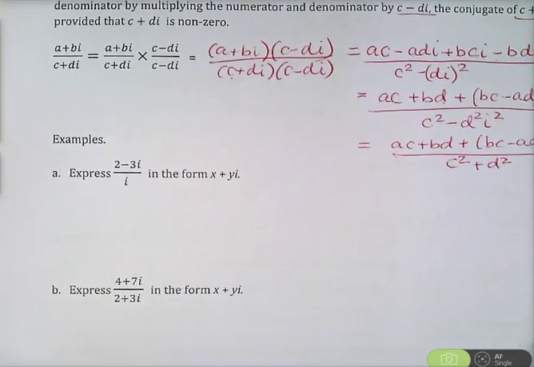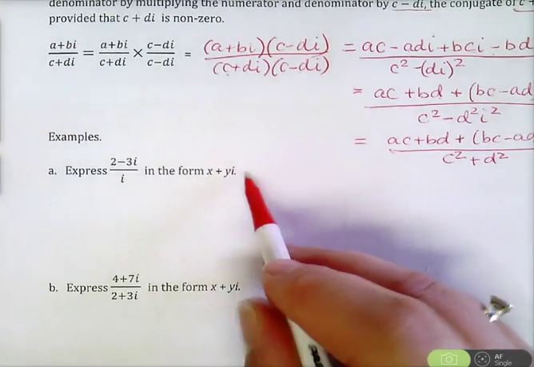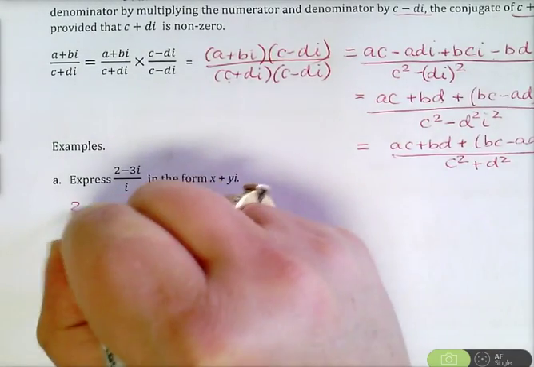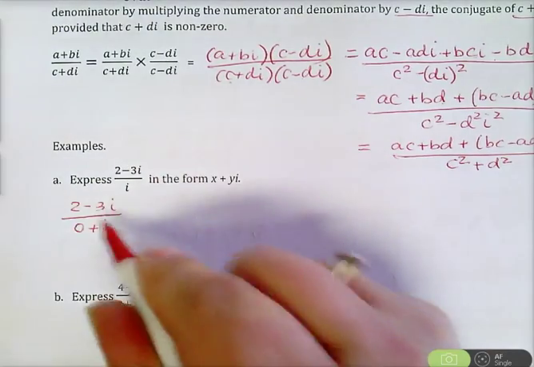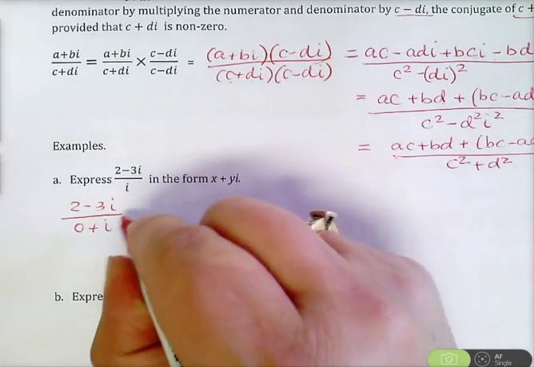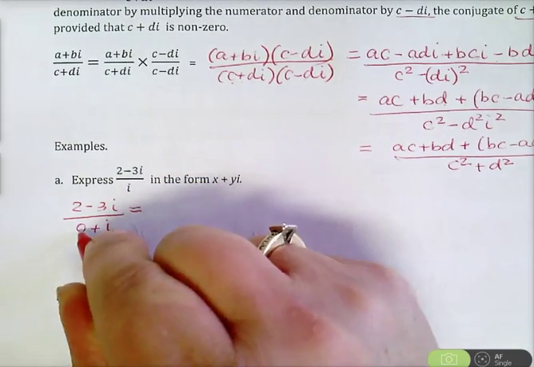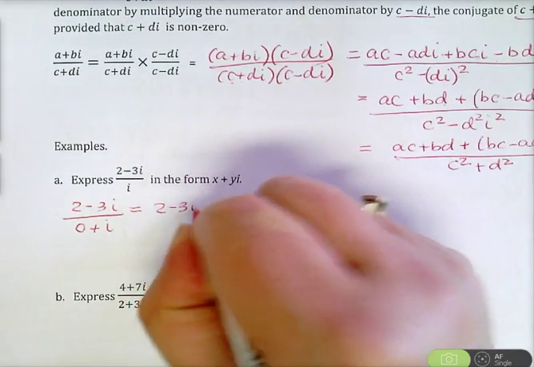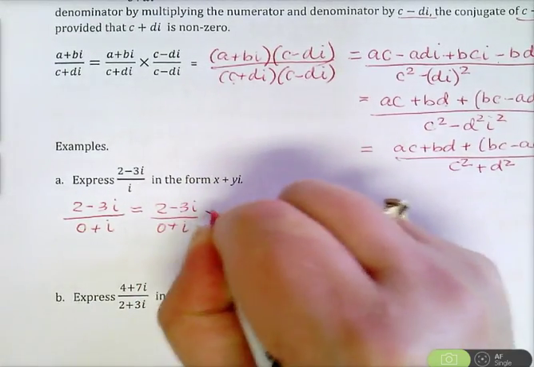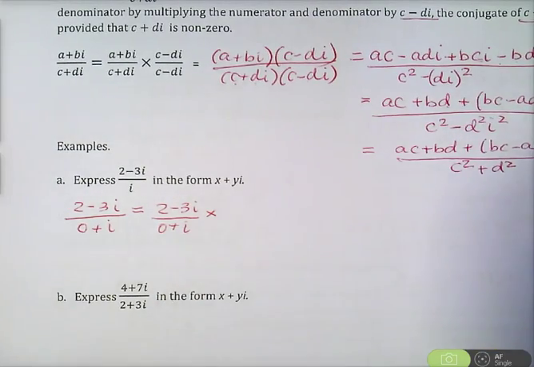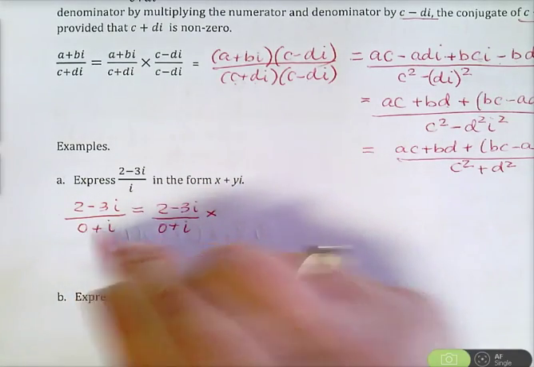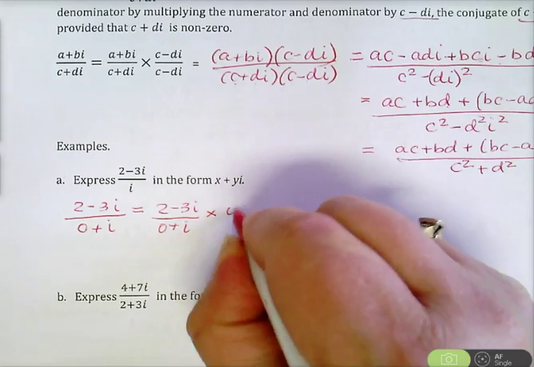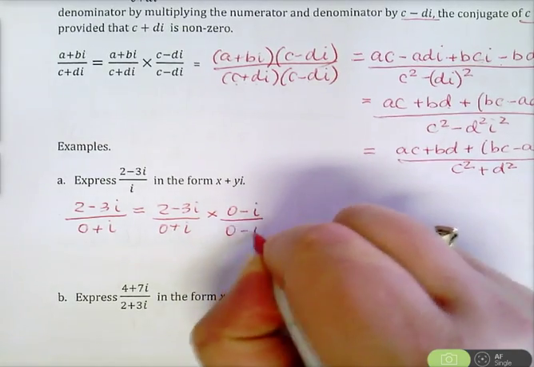Okay, looking at our first example here. Express (2 - 3i) over i in the form of x + yi. Here we've got a division of complex numbers. So this is (2 - 3i) over (0 + i). I'm going to write this in complex number form with our real and imaginary parts. So that's equal to (2 - 3i) over (0 + i) times, the reason I'm writing it like this is because the conjugate complex number of i is 0 - i, or negative i. So it's times (0 - i) over (0 - i).